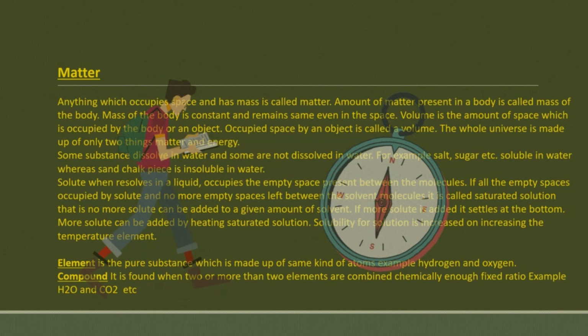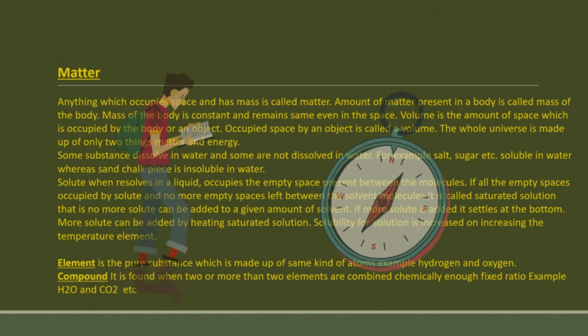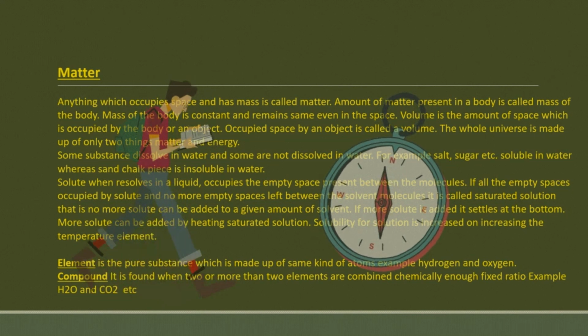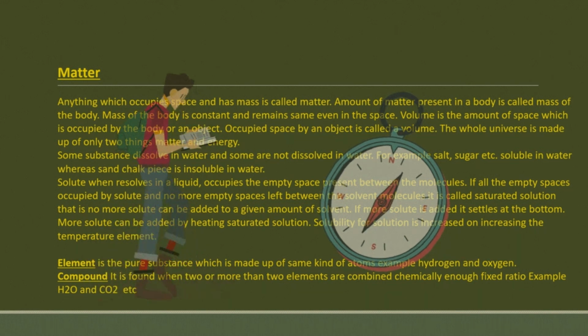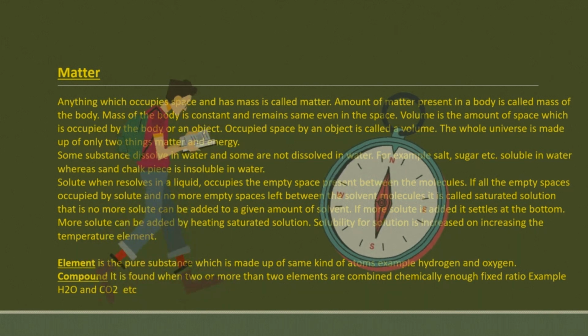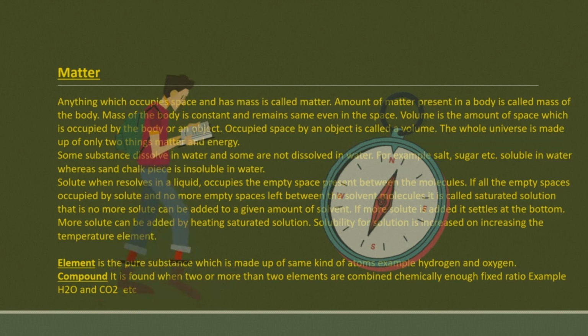That is, no more solute can be added to a given amount of solvent. If more solute is added, it settles at the bottom. More solute can be added by heating the saturated solution. Solubility of a solution is increased on increasing the temperature.